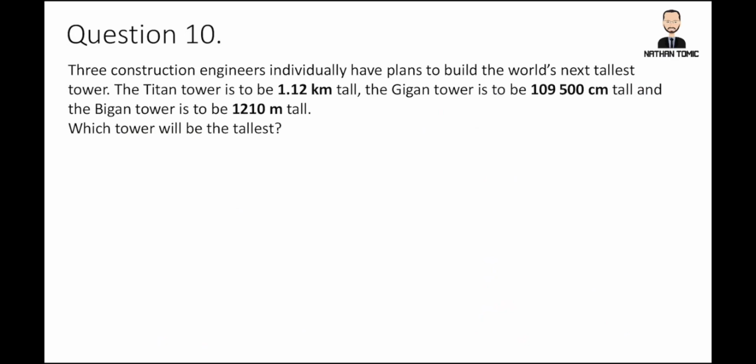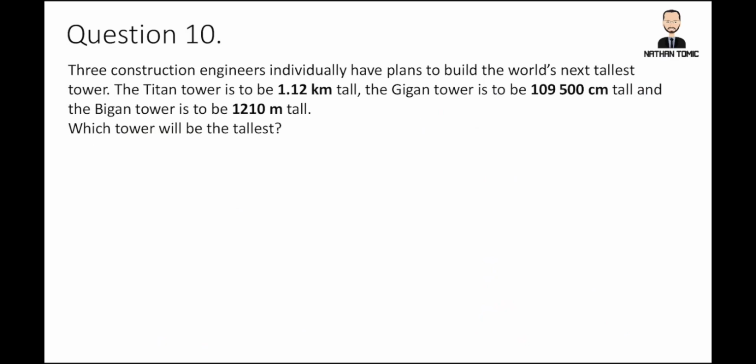The construction engineers individually have plans to build the world's next tallest tower. The Titan Tower is going to be 1.12 kilometers tall. The Gigan Tower is to be 109,500 centimeters tall, and the Bigan Tower is to be 1,210 meters tall. So each one of these towers has been measured in 3 different measurement units. So we want to find out which one is going to be tallest.